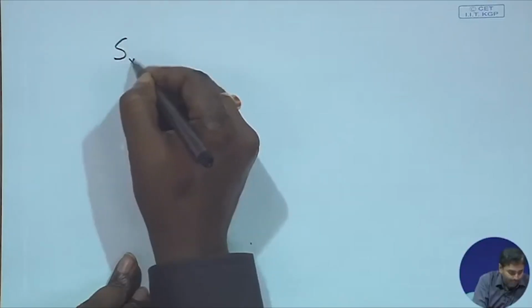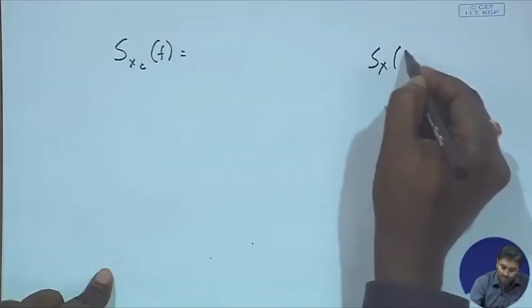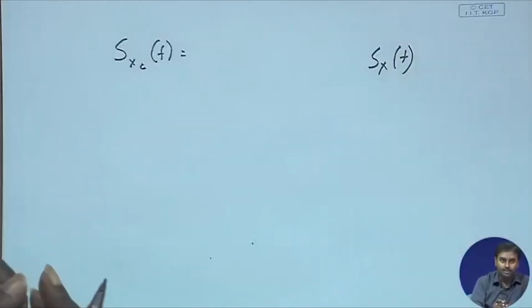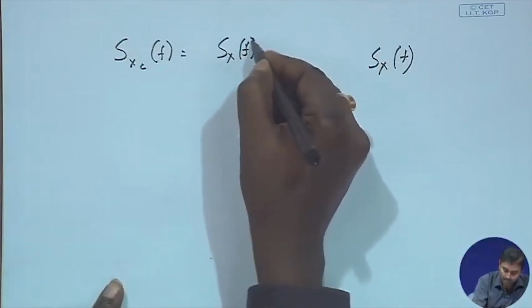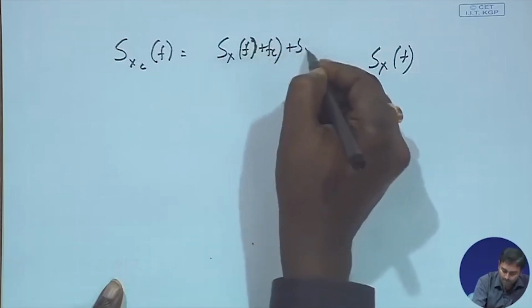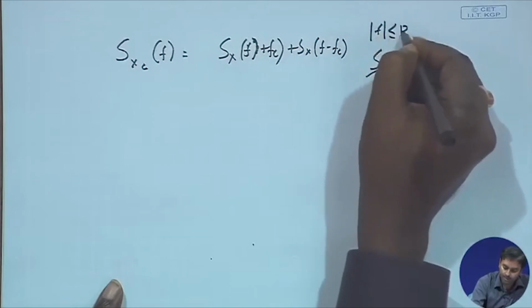So, I can write S xc f, which will be just this, whatever S x, suppose S x f is known, that is for the x(t) I know its average power spectral density. So, this should be multiplied by 2 cos omega c t. So, therefore, it should be that S x f must be shifted to plus fc and minus fc. So, I can write S x f plus fc, S x f minus fc, and then I have to put this condition that mod f is less than or equal to b, right.